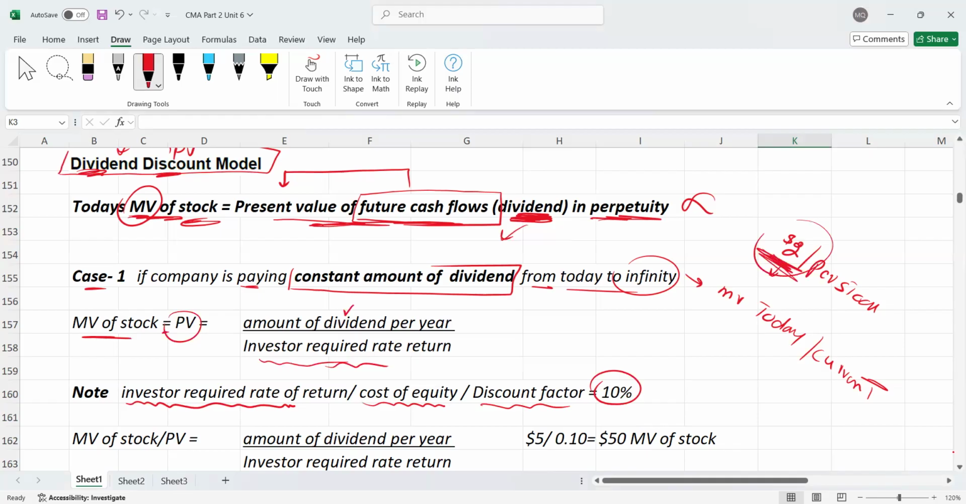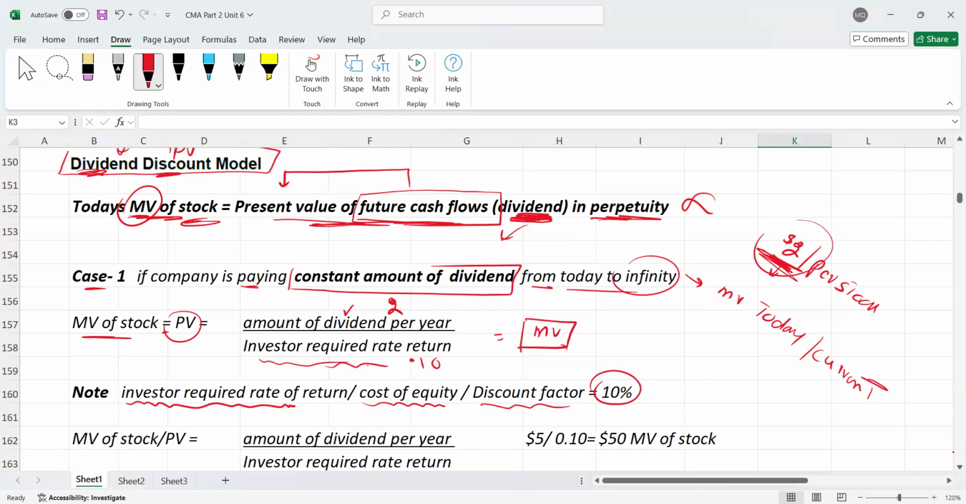So now what will you do? You will apply this formula. The amount of dividend per year, $2, divided by the investors' required rate of return, which is 0.10. Solve 2 divided by 0.10, and whatever answer you get will be your market value of stock.